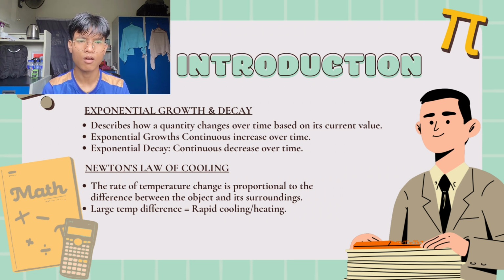One of the applications of exponential decay is Newton's law of cooling. This law explains how the temperature of an object changes when it is placed in an environment with a different temperature. According to Newton's law of cooling, the rate at which an object cools or heats is proportional to the difference between the object's temperature and the surrounding temperature. This means that an object cools down faster when the temperature difference is large and more slowly as its temperature approaches the surroundings. The law is widely used in engineering and science to analyze heat transfer processes and also the temperature changes in various systems.